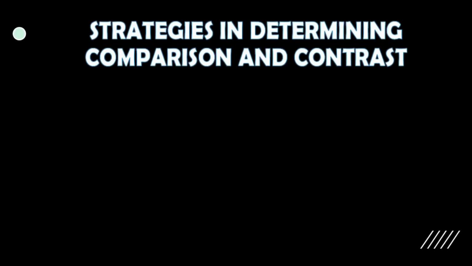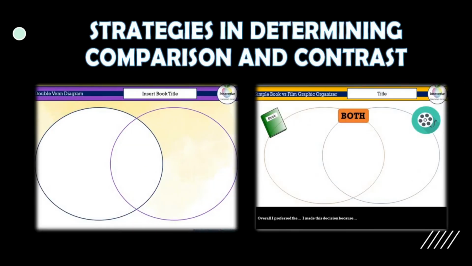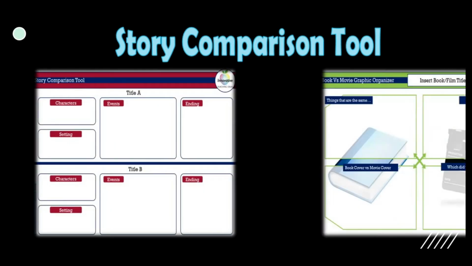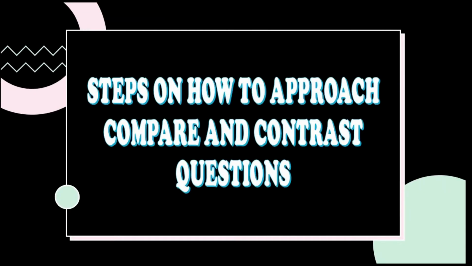Now, these are the strategies in determining comparison and contrast. We can have the Venn diagram, which is very common. And we may have the story comparison tool, wherein, for example, you are presented with different stories, and all you have to do is make it this way. It's like a story map, but here you're comparing two. Next, these are the steps on how to approach compare and contrast questions, especially if you are tasked to answer such questions or activities given by your teachers.